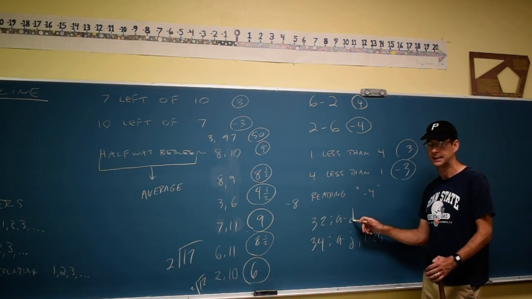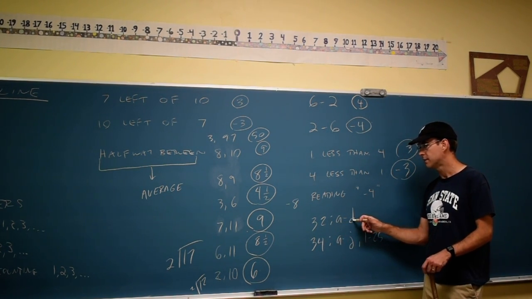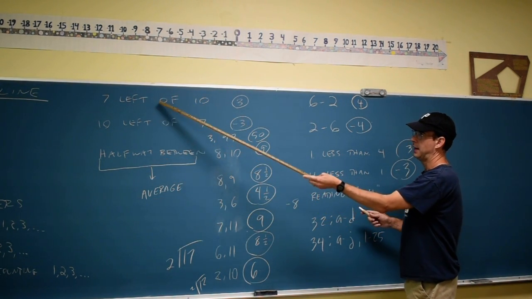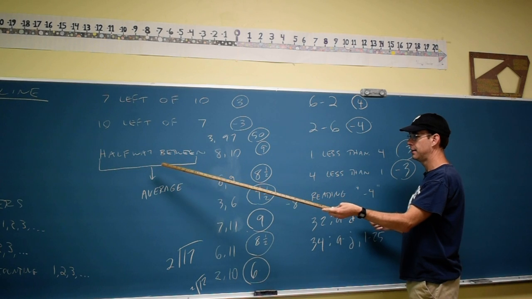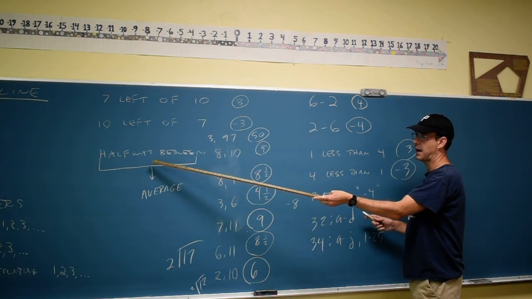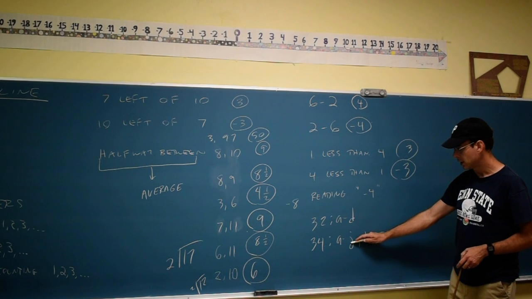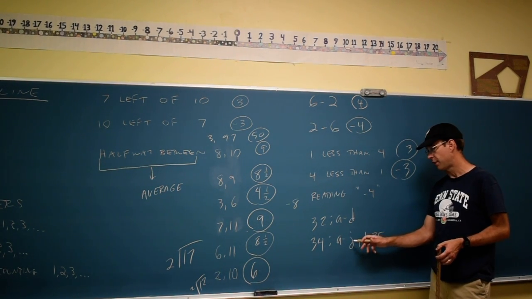The page 32 letters A, B, C, D are going to be a lot like this column of stuff that we were doing. Going to the left, going to the right, averaging things because you're halfway between on the number line. The 34, we're going to do more stuff on 34.